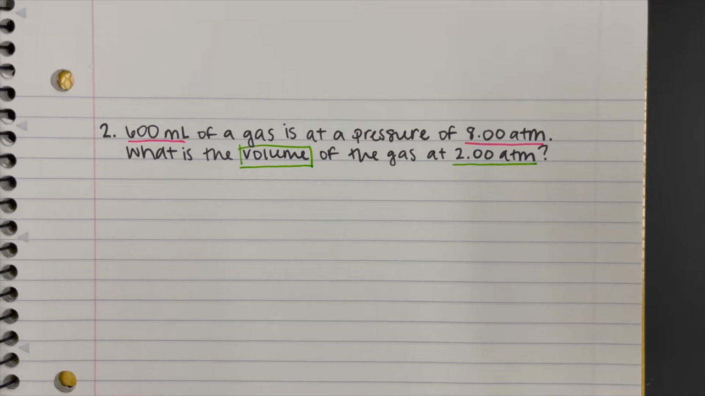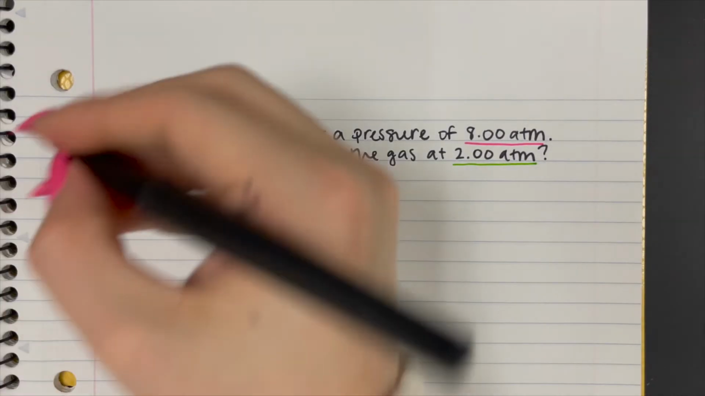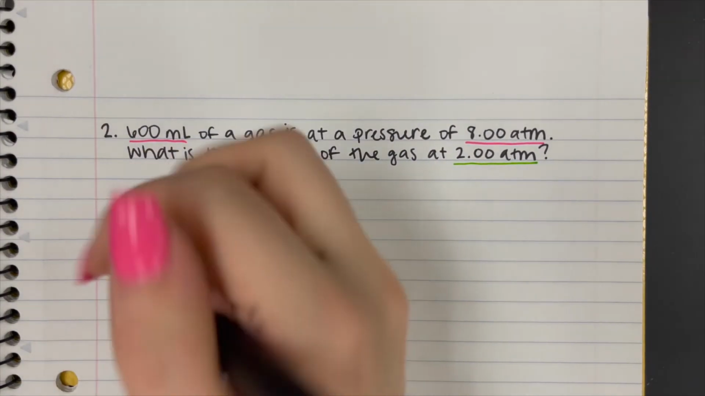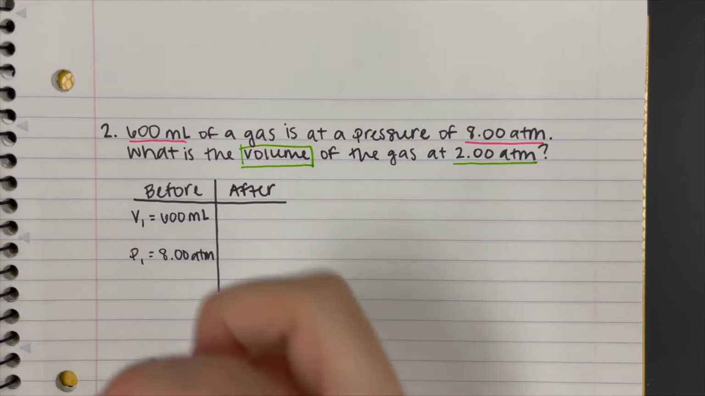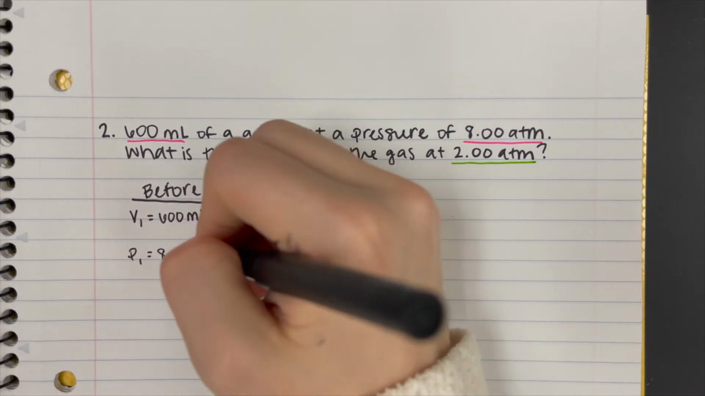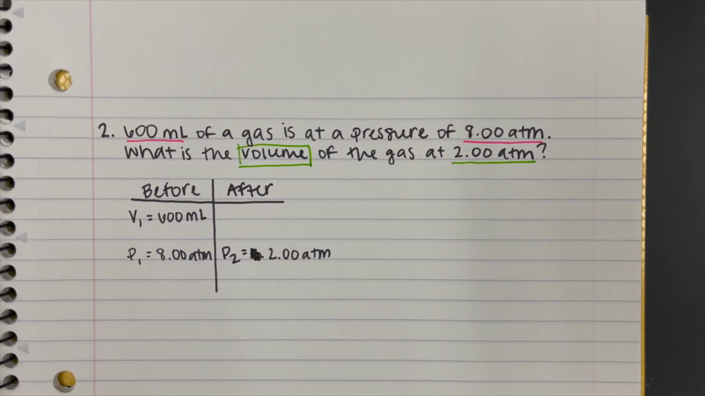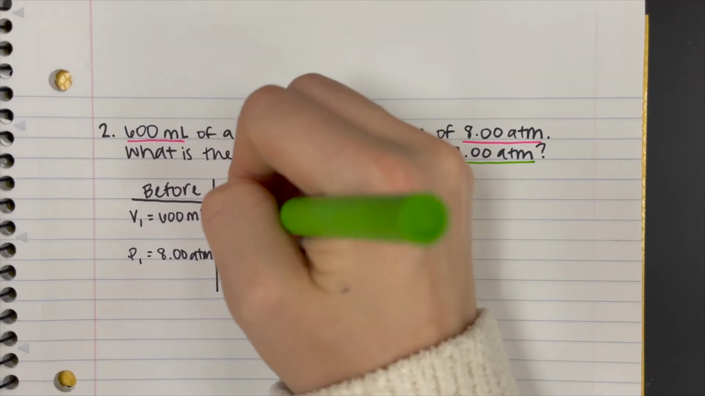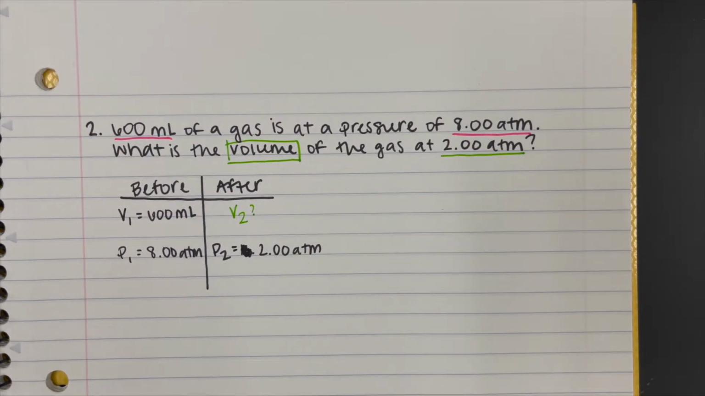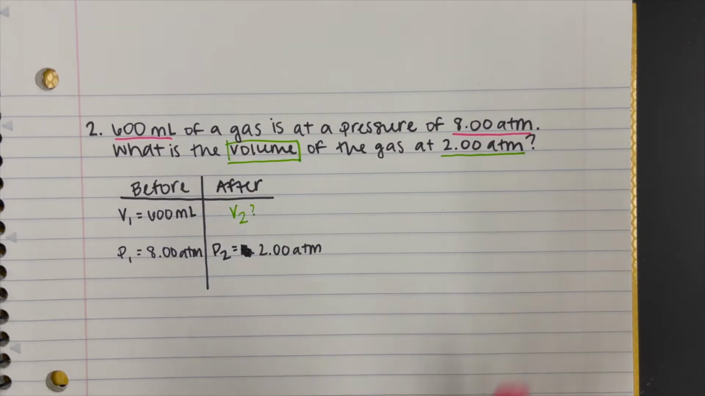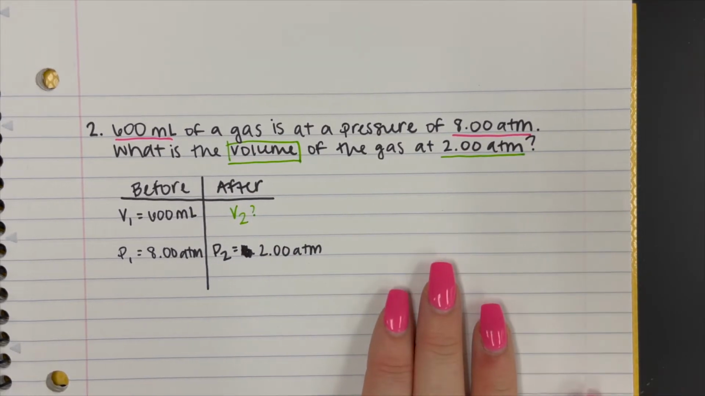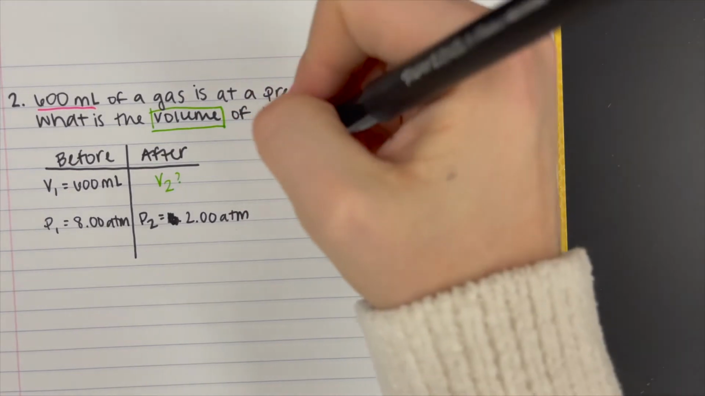Now I'm going to draw my before and after chart. So I know my volume and I know my pressure. On my right side, I don't know my volume, but I do know my pressure. And what I'm looking for is my V2. Now I need to make sure that my units match, which they do. So now I'm ready to plug in and solve. So I'm going to write out my equation.